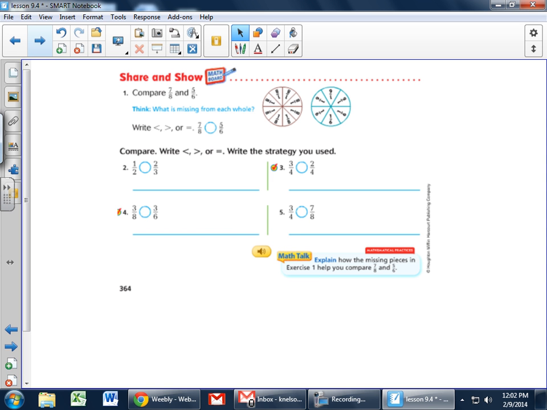Looking at the bottom of that page, the share and show part, you're still on page 364. We're going to compare 7/8 and 5/6, and you're going to think about what is missing in each of the wholes. Then we're going to write greater than, less than, or equal to. So 7/8 and 5/6. Our first one is broken into 8 pieces, so we're going to color in 7 of them.